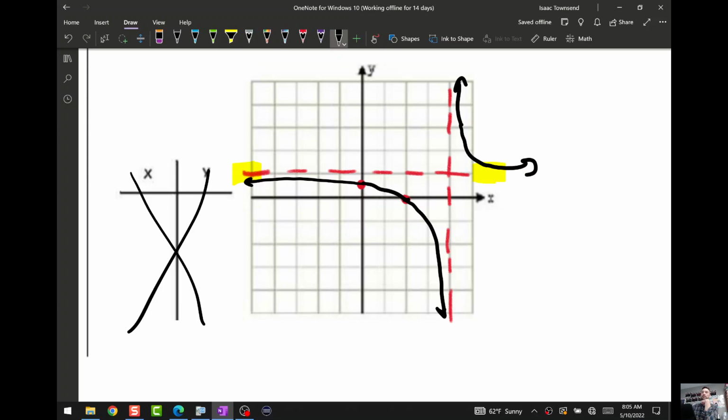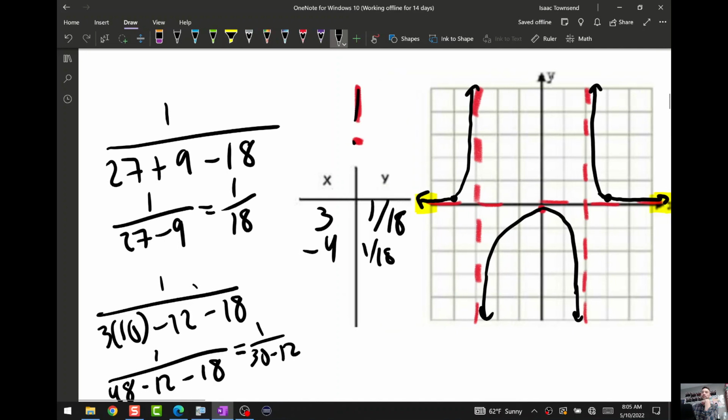That's a very good estimate. It's not perfect. It's never going to be perfect unless you plot 1,000 points like your calculator does, but it's very accurate for how much time we're spending on it. Okay, number 3.